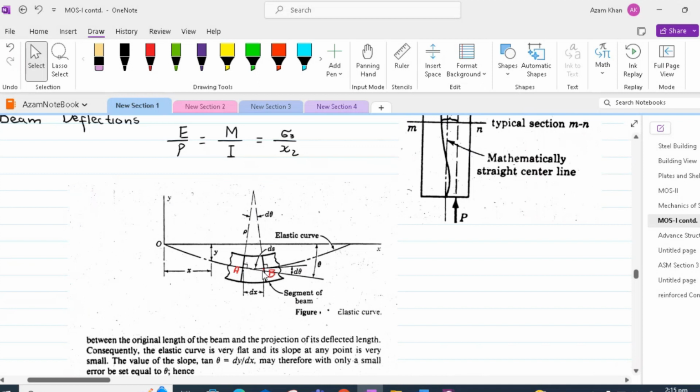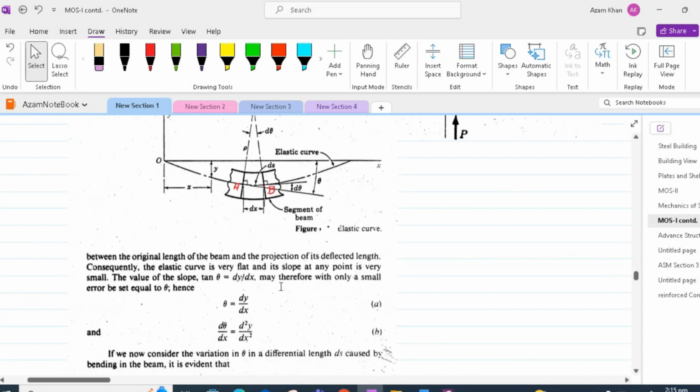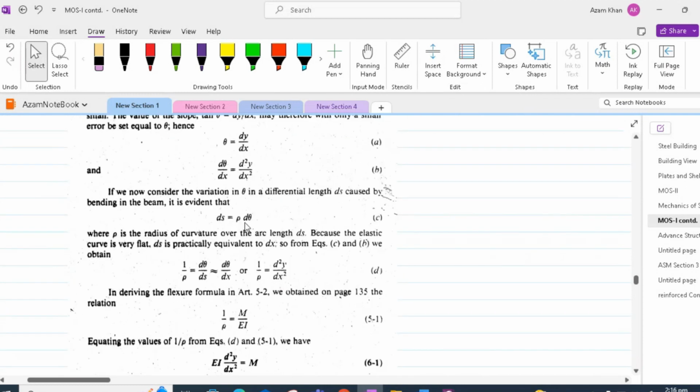Since AB can be considered as part of a sector, we can write ds, which is the arc length between A and B, equal to rho d theta. Therefore, ds is equal to rho d theta is written over here.